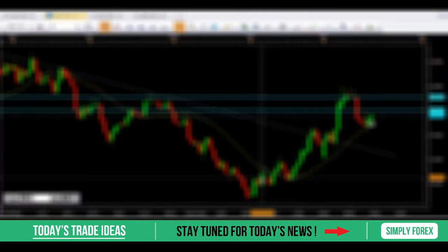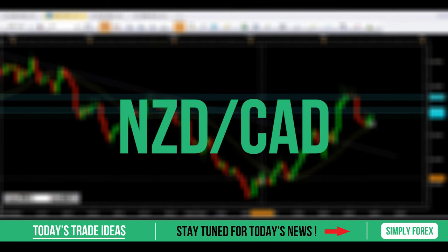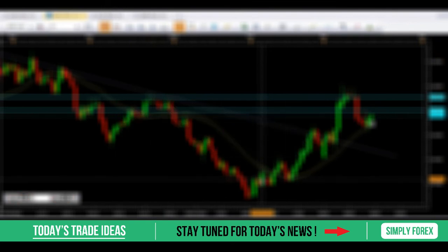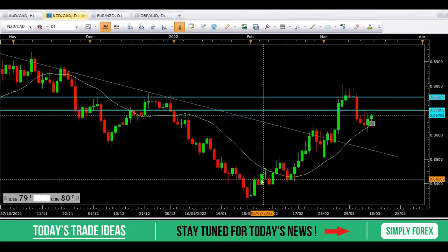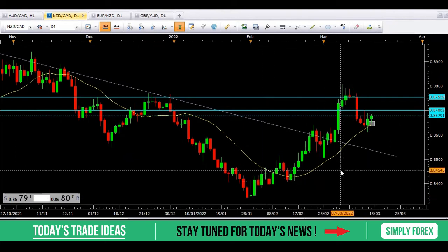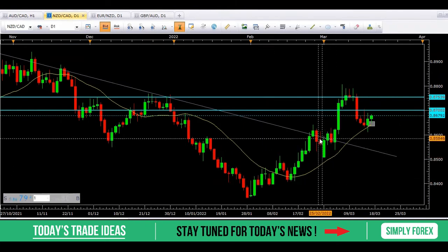We're also looking at the New Zealand dollar, Canadian dollar long. Obviously these two are highly correlated, guys. Trade the one that gives you the best setup. But again, guys, similar scenario, in an uptrend, we've got higher highs, and potentially now we've got higher lows.